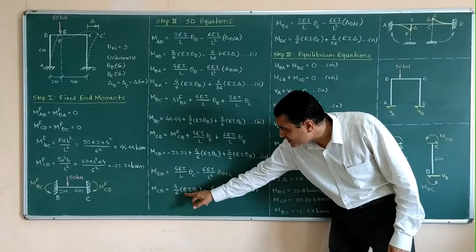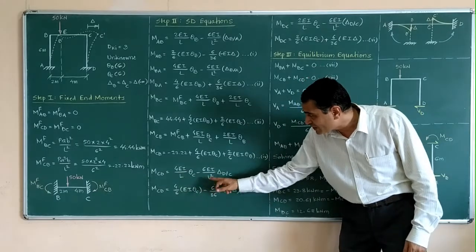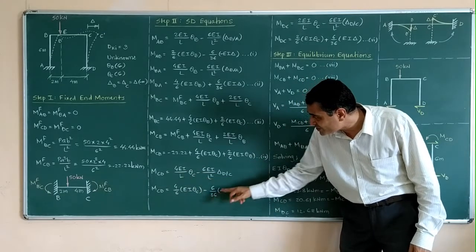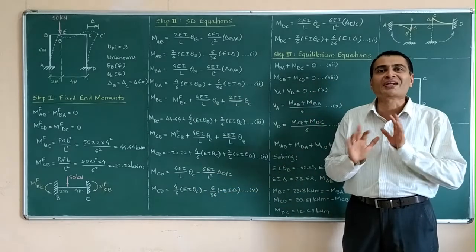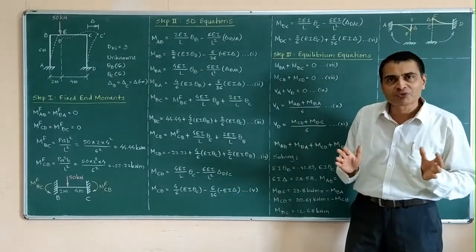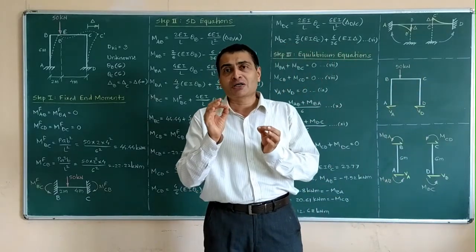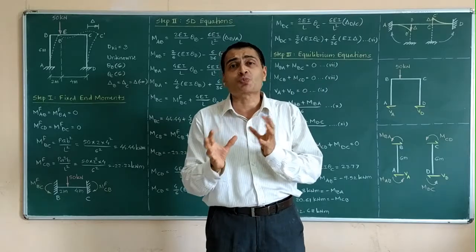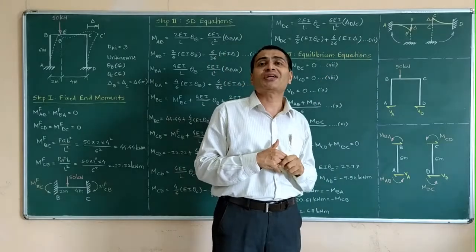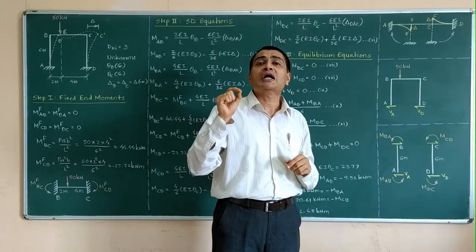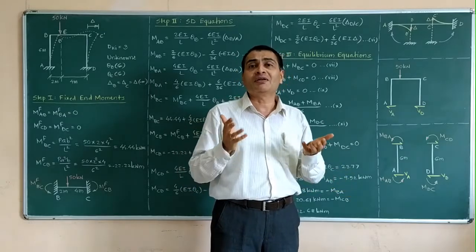First term is 4 by 6 EI theta C, as 6 meters is the span, minus 6 over 36 EI into negative delta, which I have just written as negative EI delta. So students should be very careful while making these sway substitutions, positive, negative, as is applicable, and for that, drawing such a diagram while you are trying to solve the problem, whether in exam or in homework, will really help.